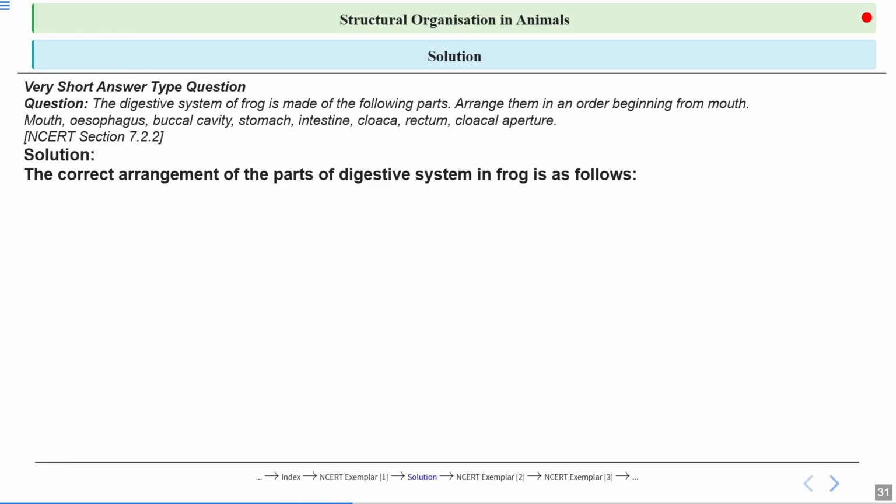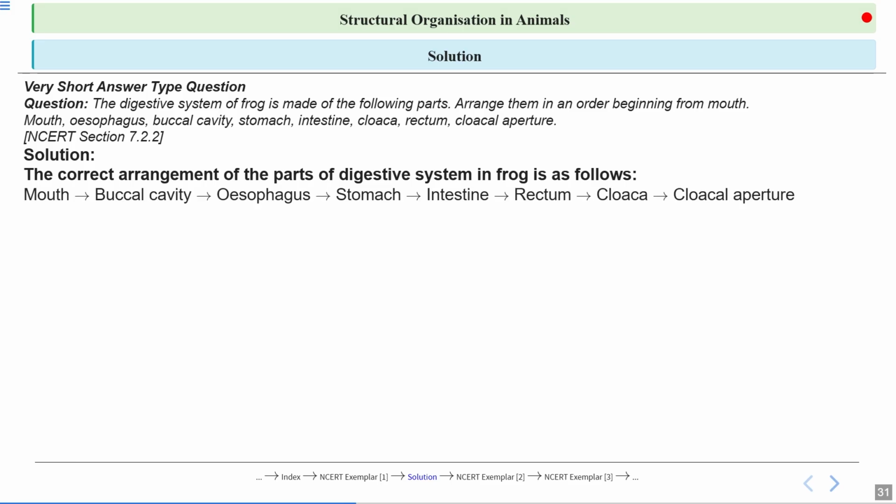The correct arrangement of the parts of the digestive system in the frog is as follows. Mouth. The mouth is the opening, and it leads to the cavity made by the upper jaw and the lower jaw, and that forms the buccal cavity. The buccal cavity leads to the esophagus, a small tube that connects the pharynx to the stomach. So the esophagus leads to the stomach.